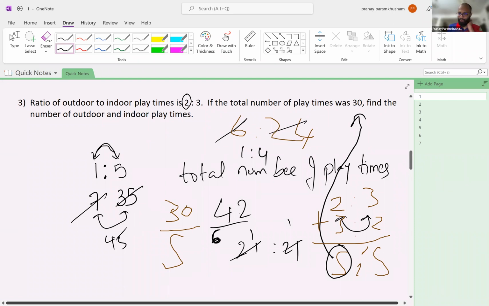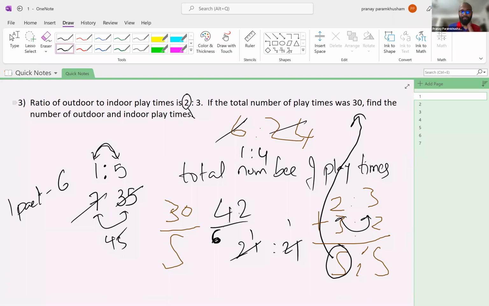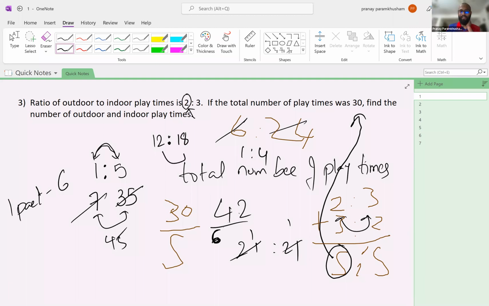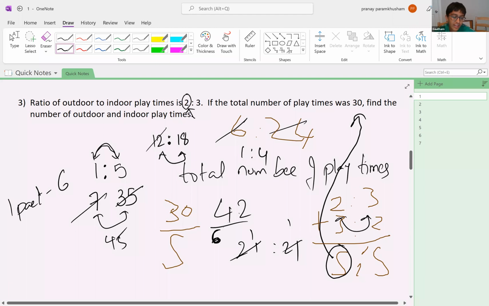Gautam, see here. You got almost. Let's just wait. I'm saying one part is 6 play times. 2 parts would be how many play times? 12. And 3 parts would be? 18. Now, when you add, is it 30? Yeah, it is. And that is the same. All right, let's go.